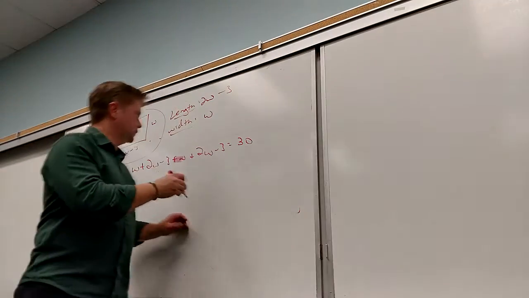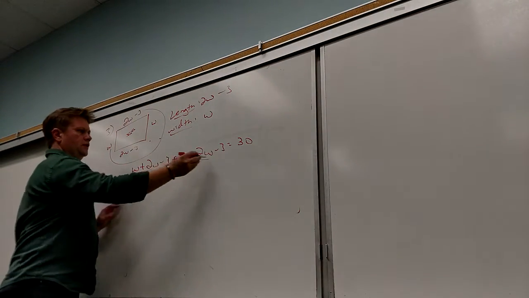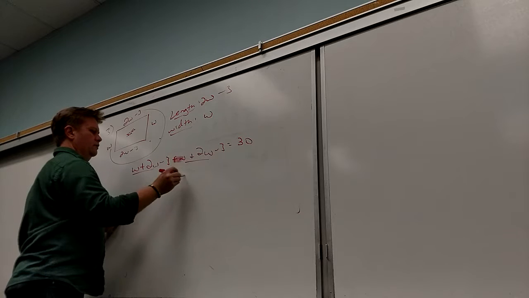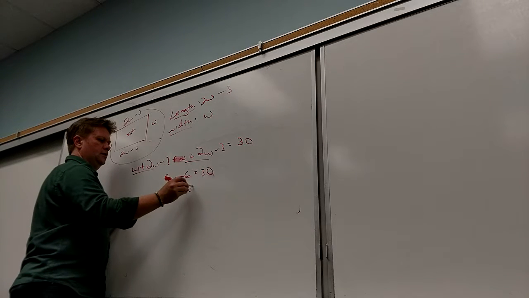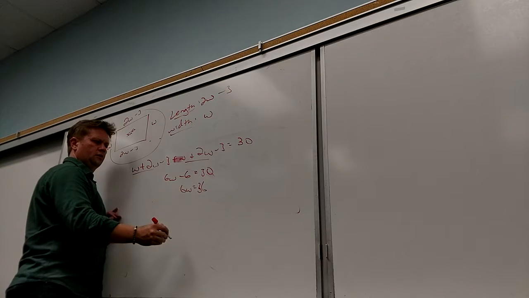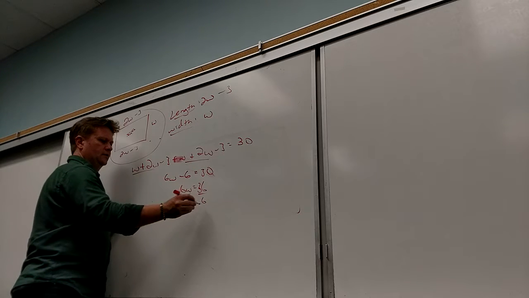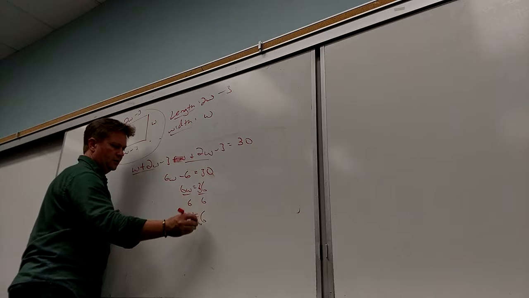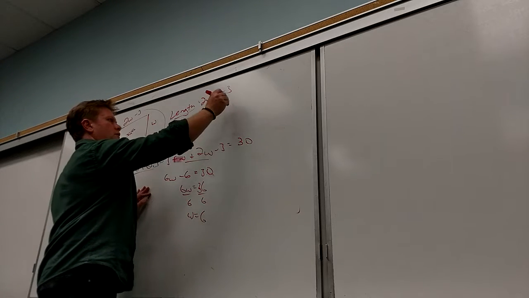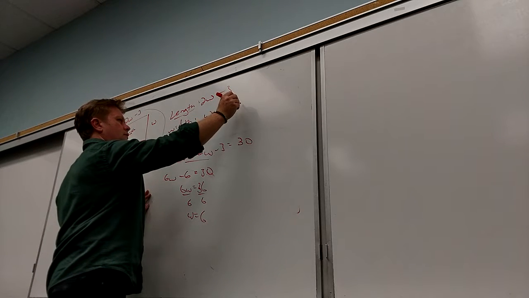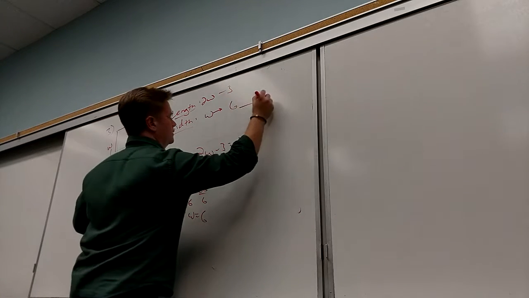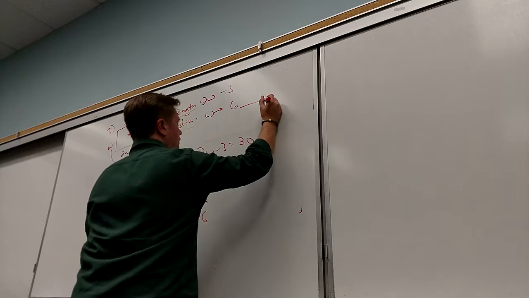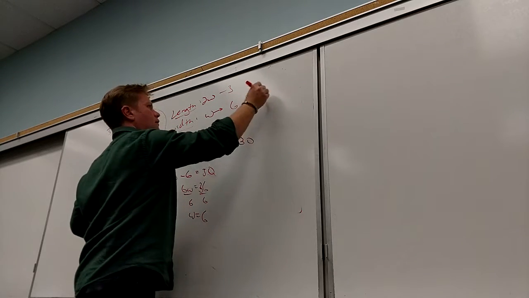All right, let's see if we can catch up. 3 and 3 is 6 W's. Minus 3, minus 3, minus 6. Add 6. Is this cool so far? Divide by 6. Your W is 6. So the width is 6 feet.